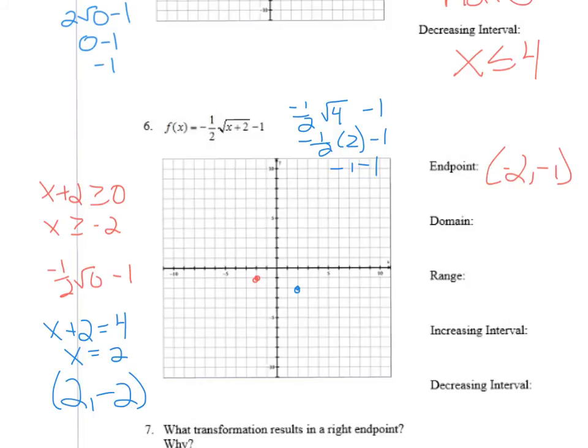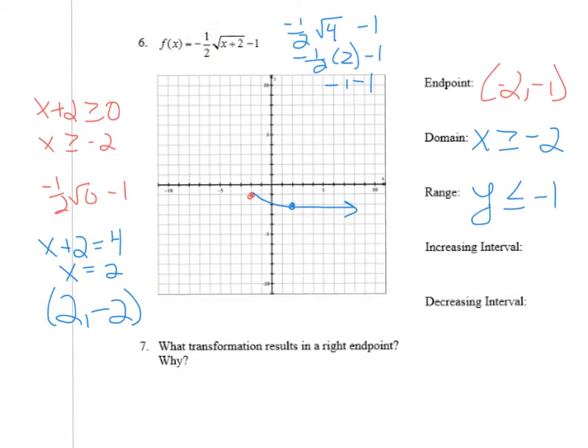And if I think about my transformations, the negative coefficient reflects it over the x-axis, so it's going to decrease. It's been vertically shrunk by 1/2, so it's going to decrease slower. Left 2, that makes sense, and down 1. There we go. So our graph goes this way. Our range is y is less than or equal to -1. As we walk on the graph from left to right, we're going down. So our decreasing interval is every x greater than or equal to -2.